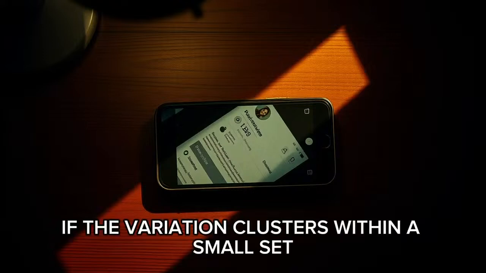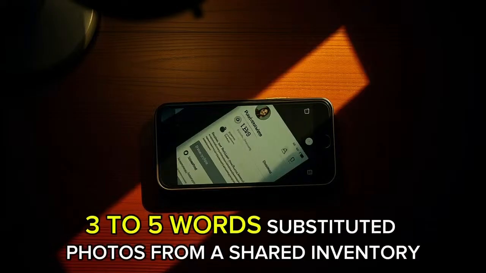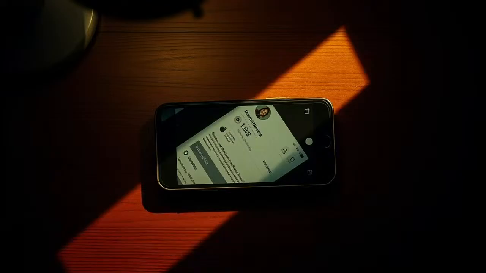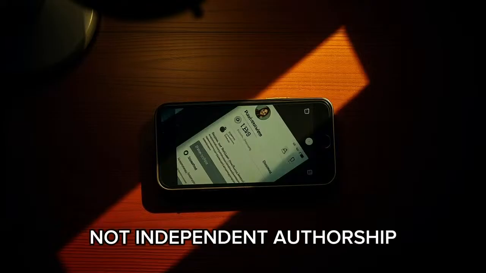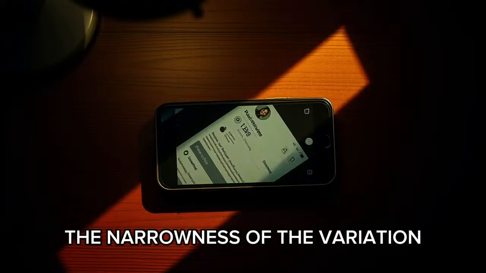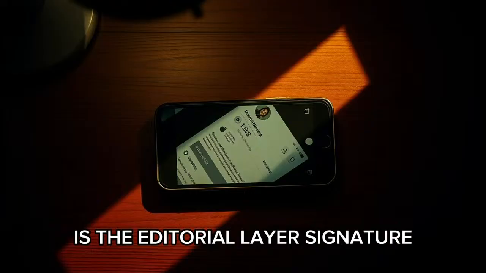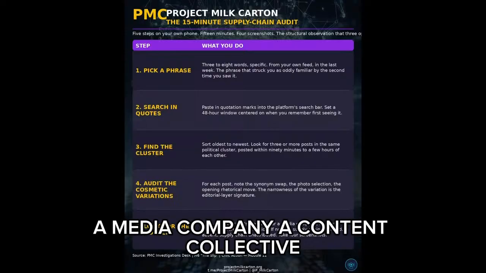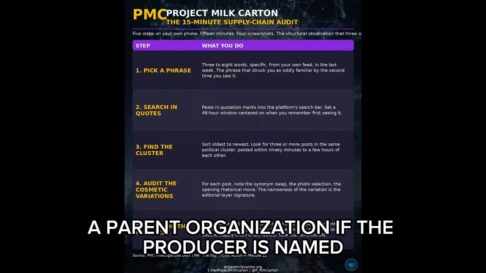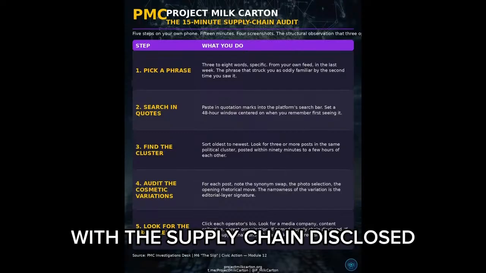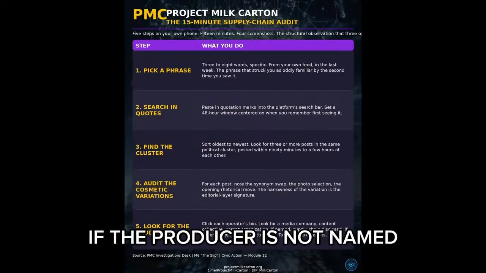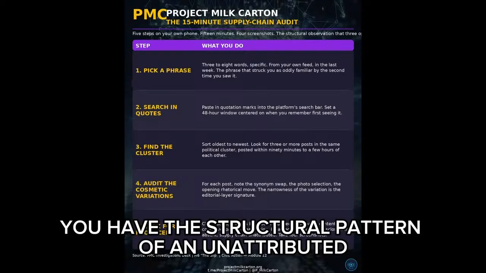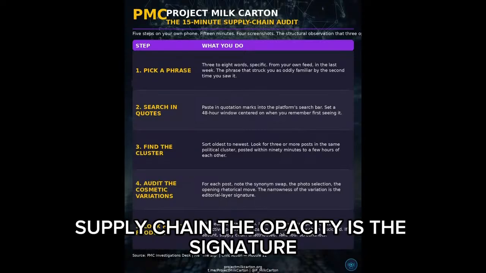If the variation clusters within a small set, 3 to 5 words substituted, photos from a shared inventory, openings drawn from a small structural set, you are looking at editorial variation, not independent authorship. The narrowness of the variation is the editorial layer signature. Click through to each operator's bio. Look for a named producer of record, a media company, a content collective, a parent organization. If the producer is named, the cluster is operating with the supply chain disclosed. If the producer is not named, you have the structural pattern of an unattributed supply chain. The opacity is the signature.